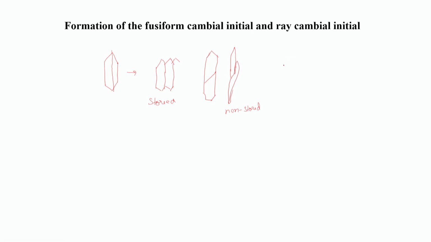Then how are ray initials formed? A single fusiform initial, if divided by transverse division, can give rise to several ray initials. Similarly, a single fusiform initial can divide with oblique septa, and there also multiple divisions can give rise to ray initials. A single fusiform initial can also be reduced to a ray initial. So, this is the way they are formed.